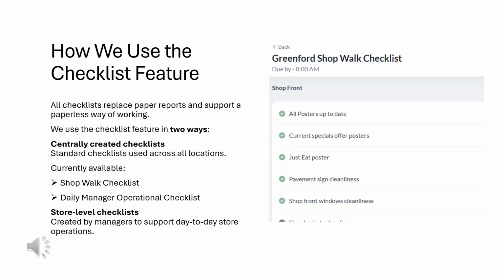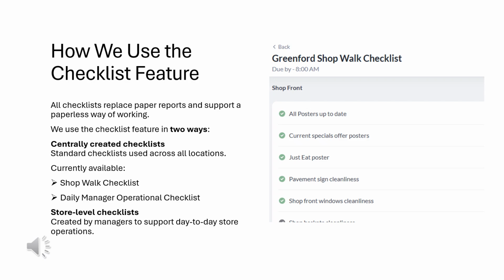Now let's look at how we use the checklist feature. All checklists replace paper reports and support a paperless way of working. We use the checklist feature in two ways. First, we have centrally created checklists. These are standard checklists used across all locations. Currently, two centrally created checklists are available: the Shop Walk checklist and the Daily Manager Operational checklist. These checklists help ensure consistency and clear standards across all stores.